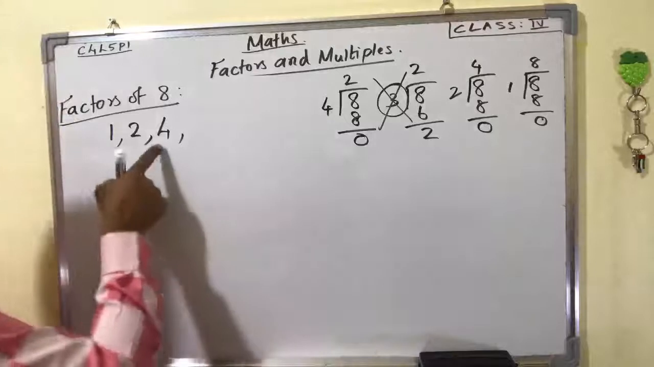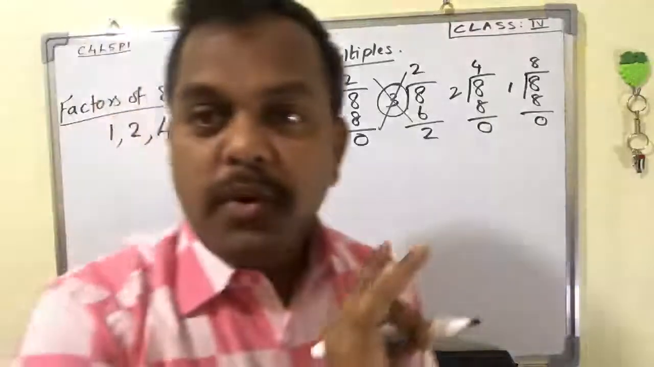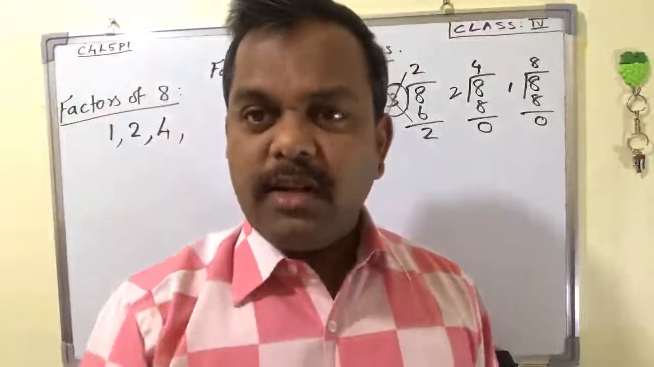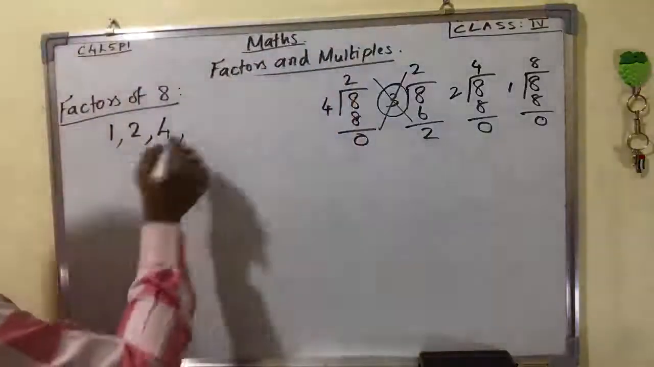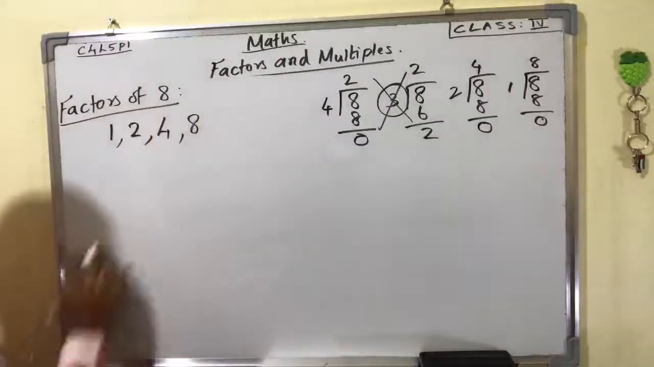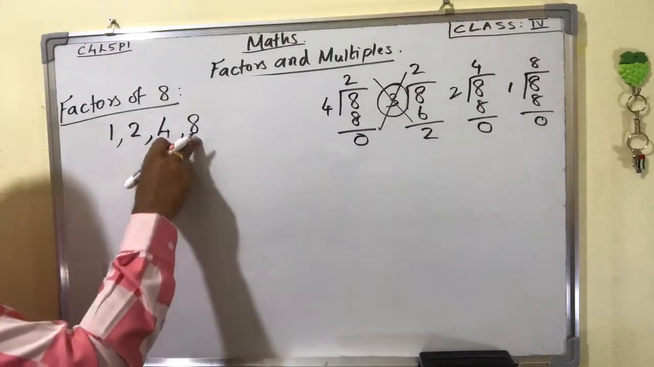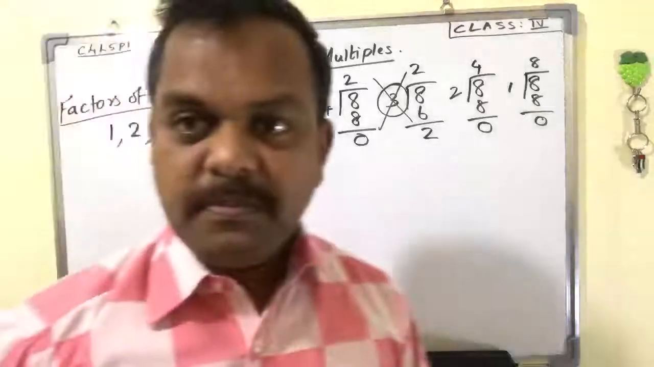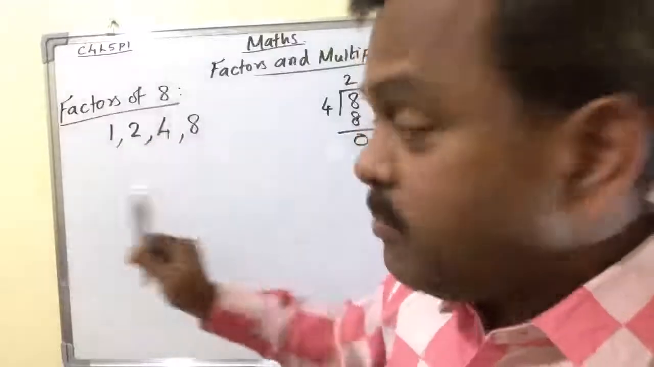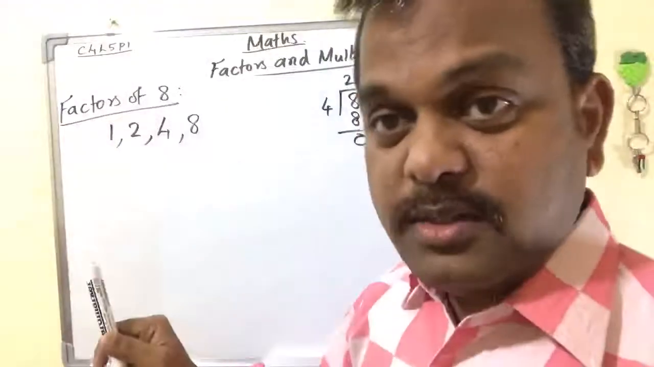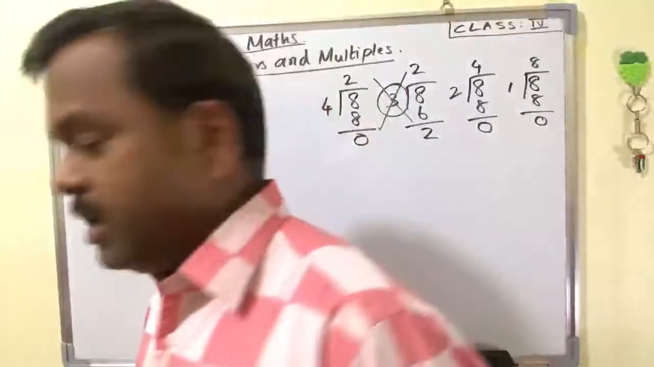Okay. Look here. 4 is half of 8. After the half, you need not check any number. After the half, the number itself. So 4, then 8. So here we can understand 1 is a factor of all numbers and the number itself is also a factor. We found the factors of 8. 1 is a factor of all numbers and the number itself is also a factor. Okay. One more question.